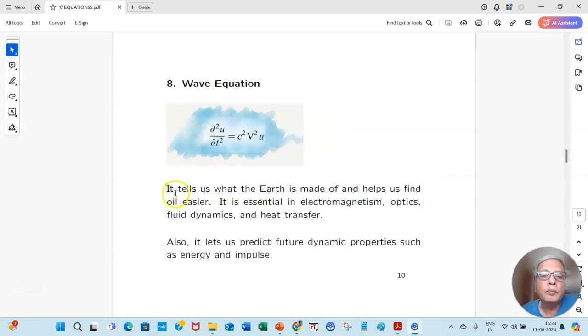Wave equation. It tells us what the earth is made of and helps us find oil easier. It is essential in electromagnetism, optics, fluid dynamics, and heat transfer. Also, it lets us predict future dynamic properties such as energy and impulse. That's the wave equation. Number 8.